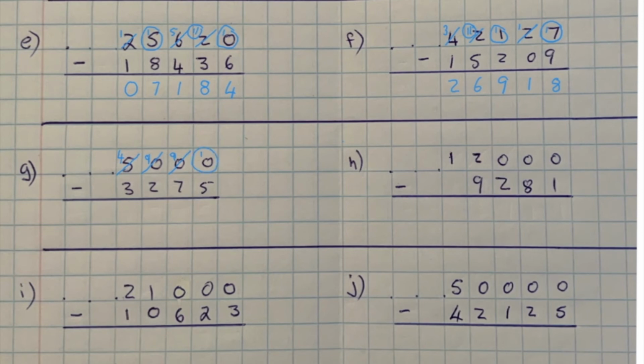Now you read that as 10. 10 minus 5 is 5. 9 minus 7 is 2. And 9 minus 2 is 7. And 4 minus 3 is 1.